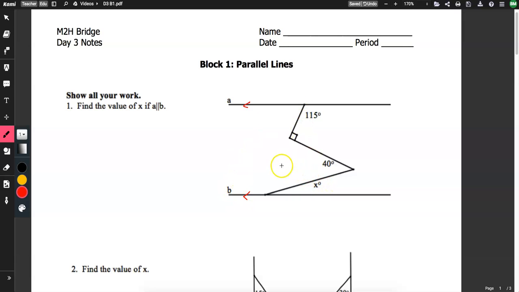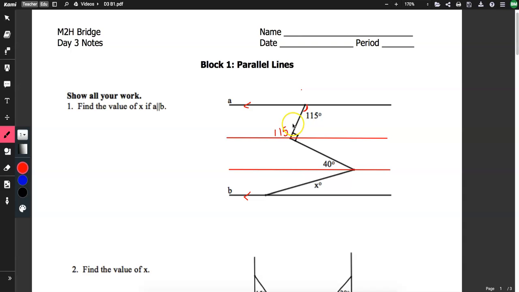Now yesterday we said the best strategy to do these would be to add in more parallel lines at each bend in the crook. So I'm going to add in some straight lines, holding down the shift key if you're on Cami with me. And those will help us use our different rules with the transversals and the different congruent angles so that we can find more information.